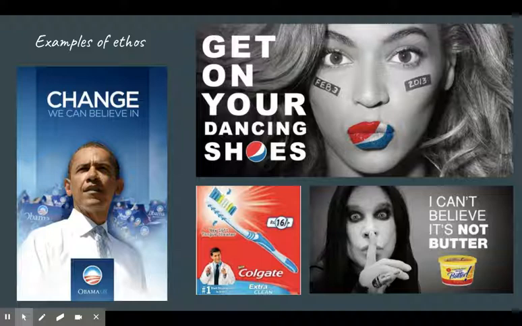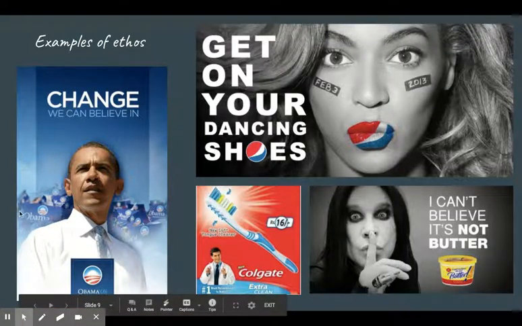Here are some examples of ethos in ads, right? So we have this right here for Obama, change we can believe in. If you take a look here, it almost looks like Obama is kind of looking down on us the way that he is framed in this image here. He's also surrounded by white light, so it's almost like this figure that we can look up to that we've been waiting for.